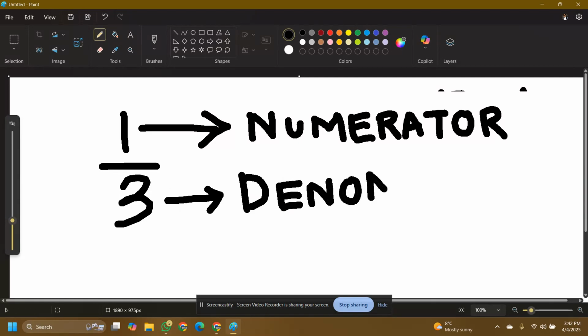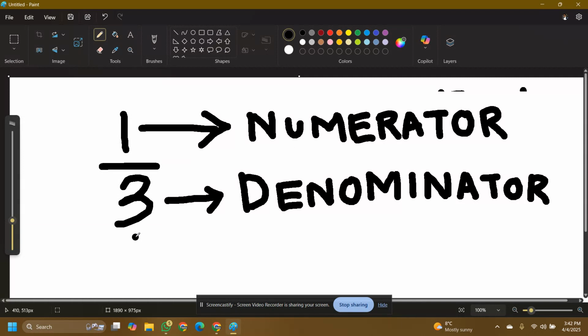denominator. Okay, that is how we spell it. So the number which is sitting at the top is called numerator, and the number which is sitting right at the bottom below the line is called denominator. So that is how we define a fraction.